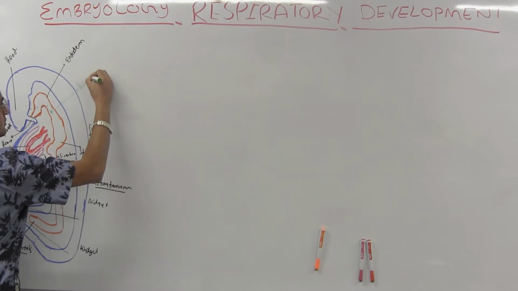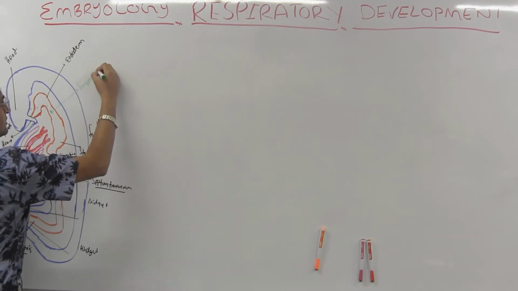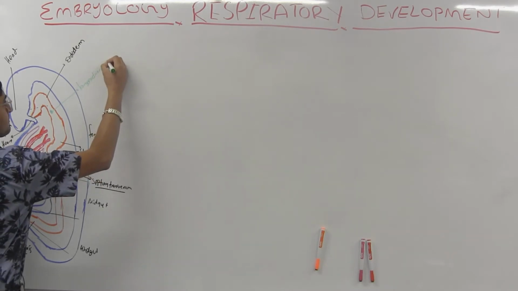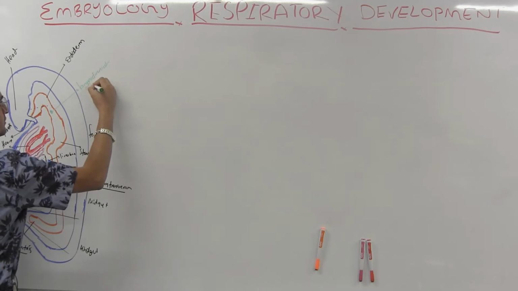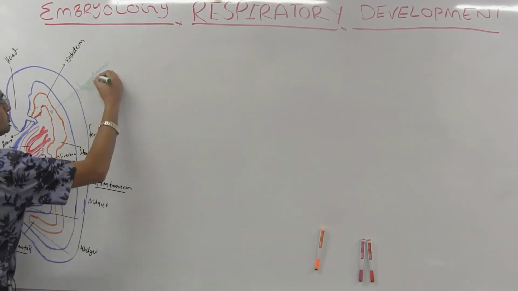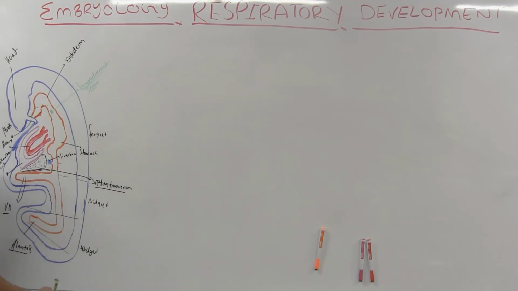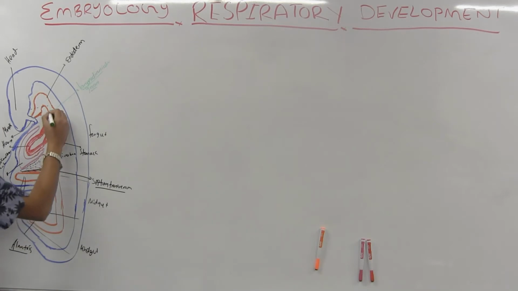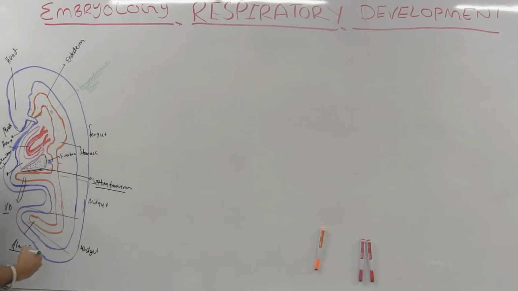And this is called the laryngotracheal diverticulum groove. It's a groove. I'm really bad at spellings, so you have to look it up if I make mistakes. It's a laryngotracheal diverticulum groove, and that's what you get to see here.